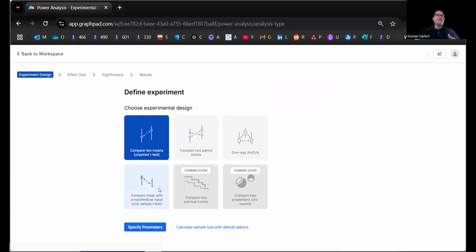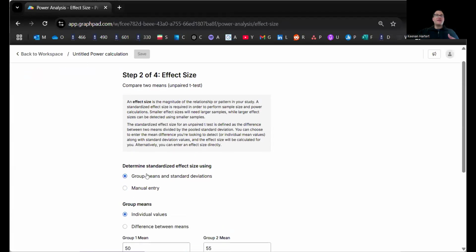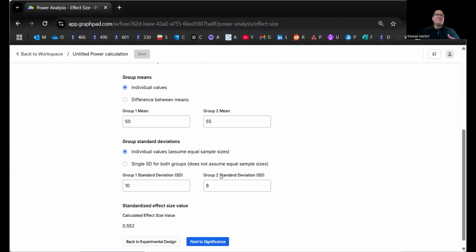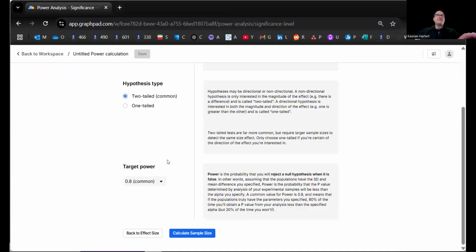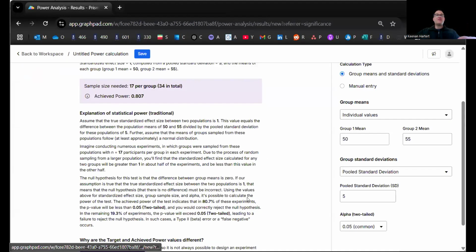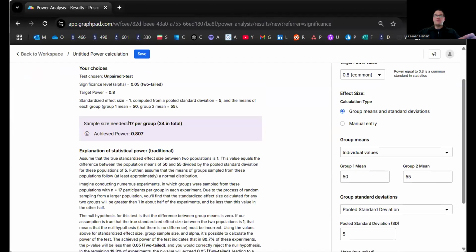Now, let's go back a little and do a t-test again, run these. I think it keeps my numbers. Nah, it didn't, but that's okay. So let's leave the standard stuff in here. I can even say same standard dev, for example, and I'm going to say 5 for these amounts. Next to significance, let's calculate sample size. Okay. So right here, 17 per group. Perfect. We have the 80% power.